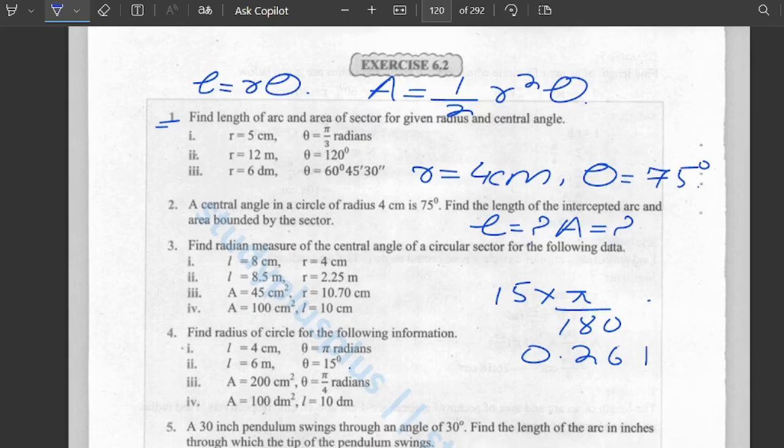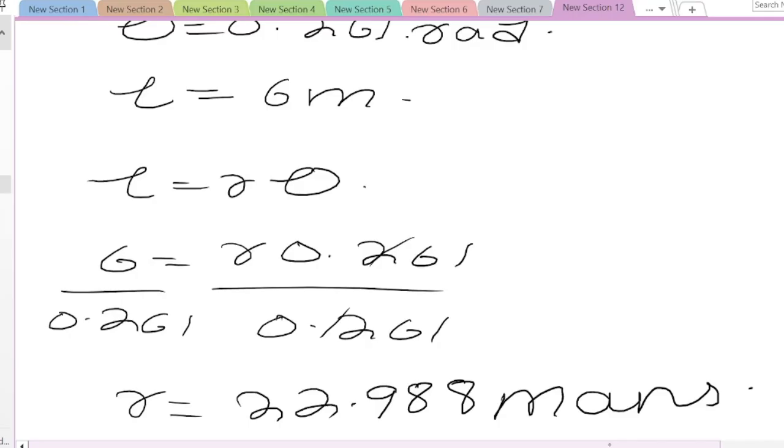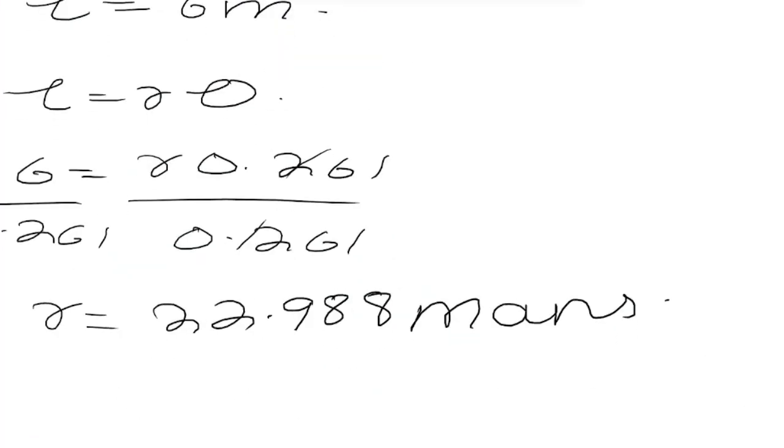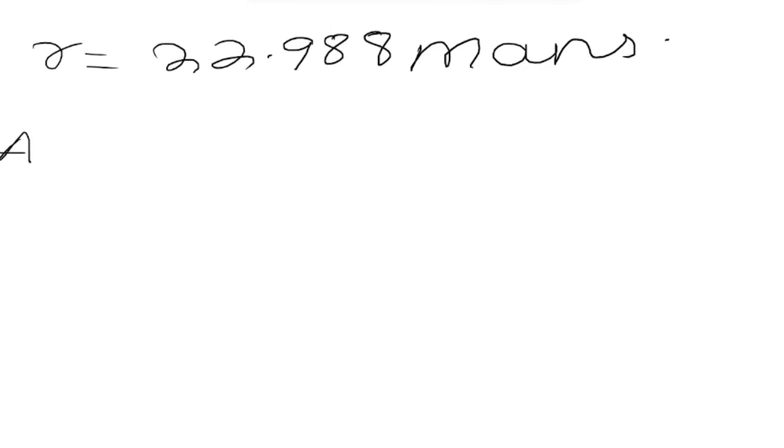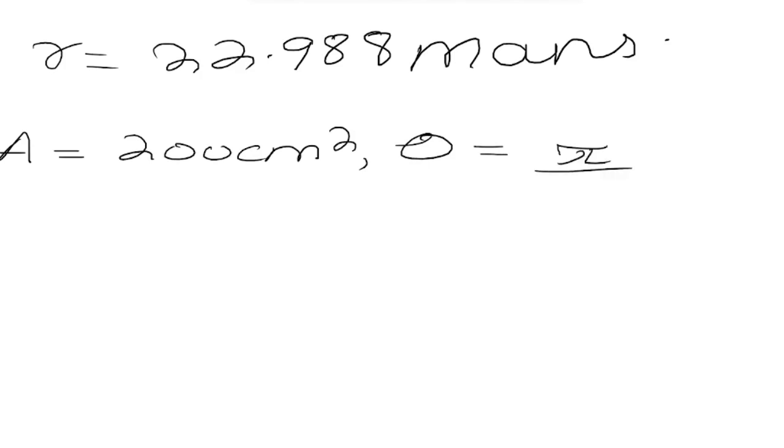Okay, and then we have in the third part, the area and the theta given by pi by 4 radians. Now what is pi by 4 radians? If you divide the value of pi and 4, then you will just have that value of theta, and then we're going to use it in our formula. Okay, so let's see how this works out. Here the area is equal to 200 centimeters square. After that the theta is equal to pi by 4 radians.